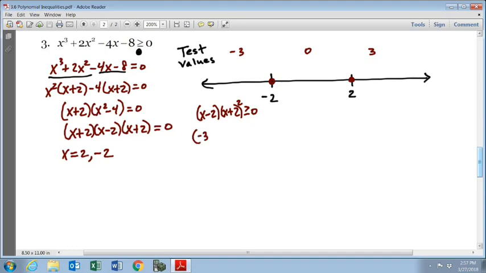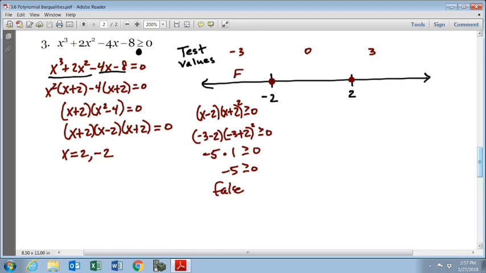So let's go ahead and plug in -3. Let's see, -3 minus 2 is -5. And then -3 plus 2, that's -1 squared. -1 times -1, you get a +1. We're going to end up getting -5 is greater or equal to 0. And that's false. So we're not going to shade that interval.